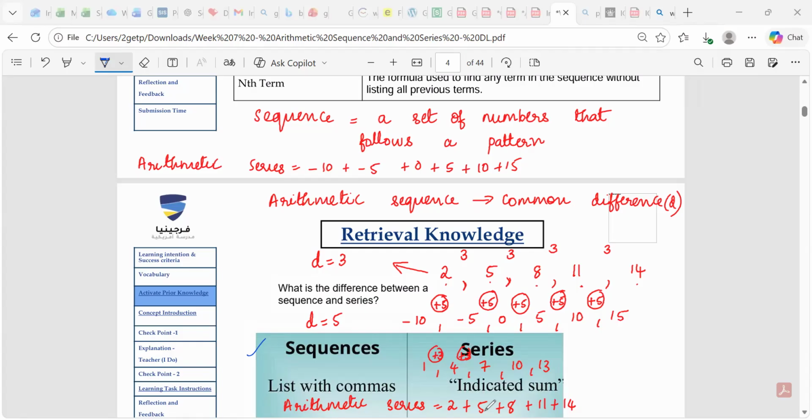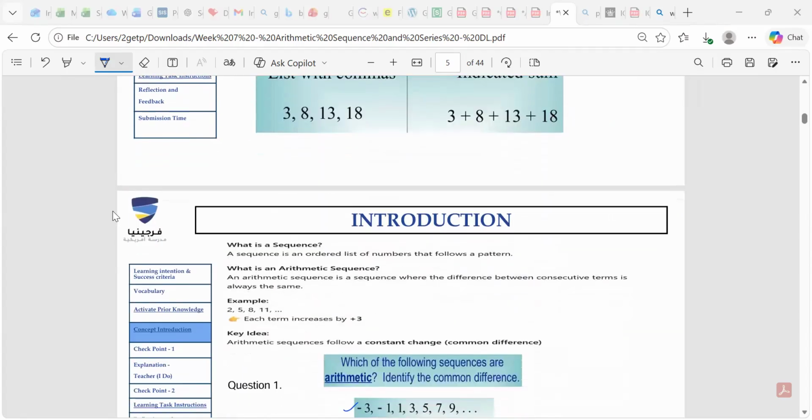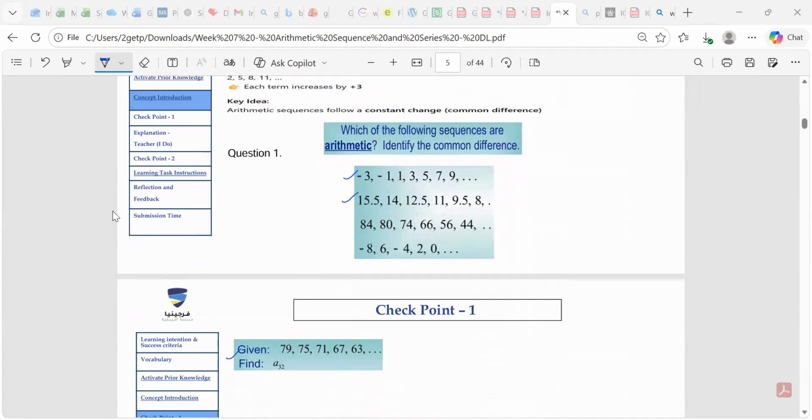That is what you have to check. So this is the difference between arithmetic sequence and arithmetic series. Now we are going to see a few examples given, and we need to check if each is an arithmetic sequence or not. Let's take the first example.